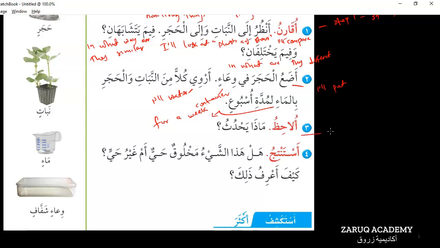After that, ألاحظ means I will observe. I will observe what is happening to these two after putting water inside their container. ماذا يحدث? What happens? Step 4, astentage, means I will draw conclusions or I will deduce. Istintaj means deduce. Let's say draw conclusions.